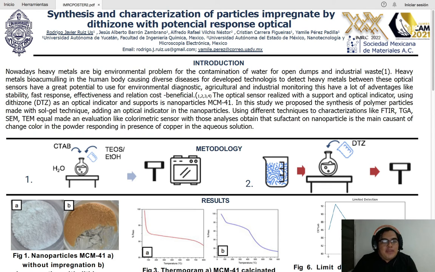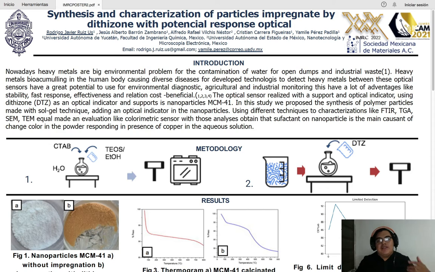Among these, optical sensors have great potential to be used for environmental diagnostic, agricultural and industrial monitoring. These have a lot of advantages like stability, fast response, effectiveness, and good cost-benefit relation.